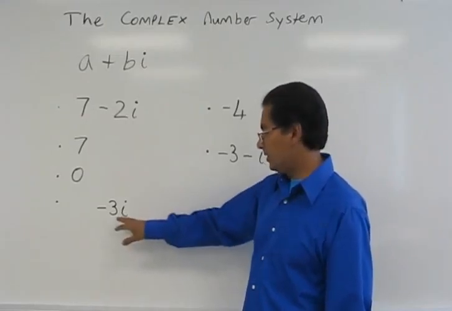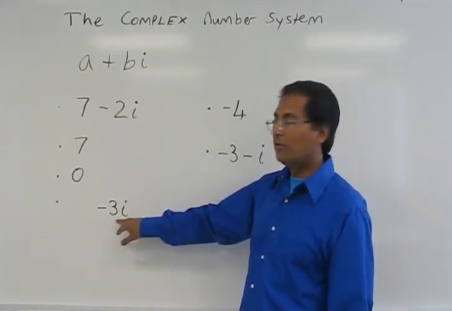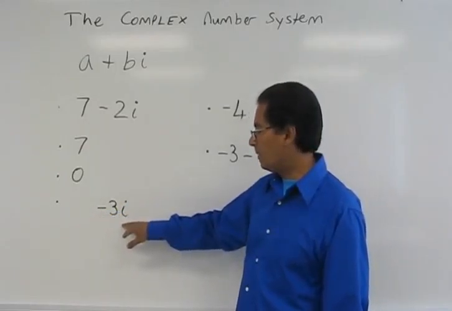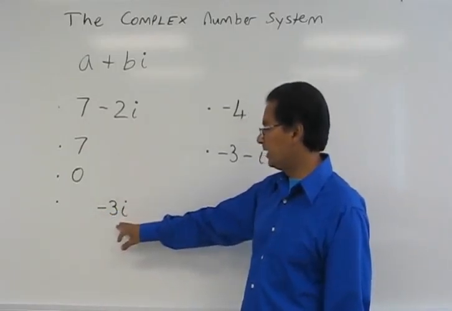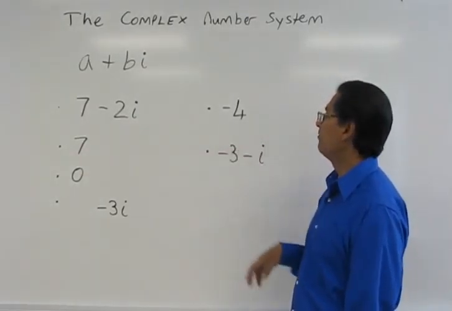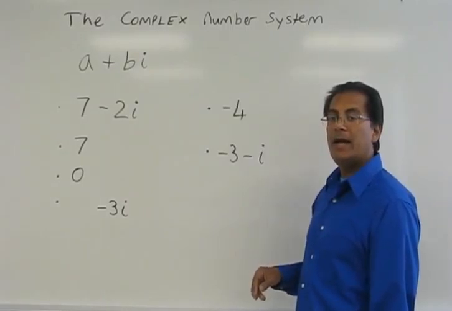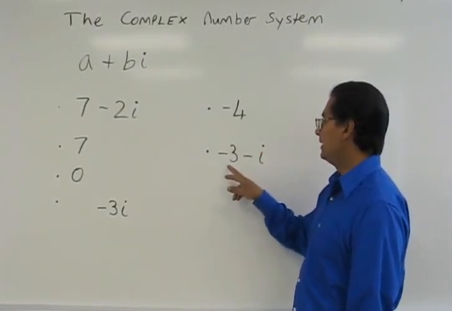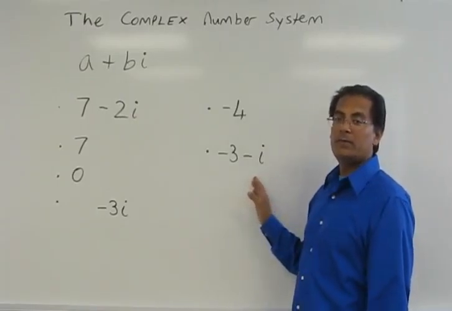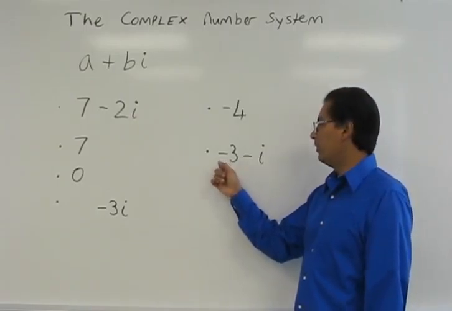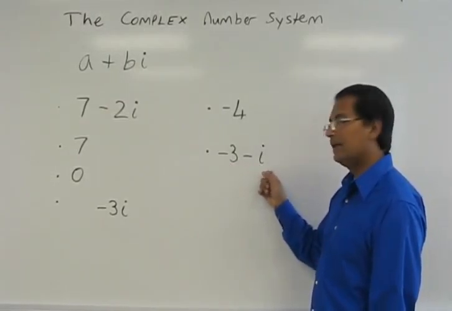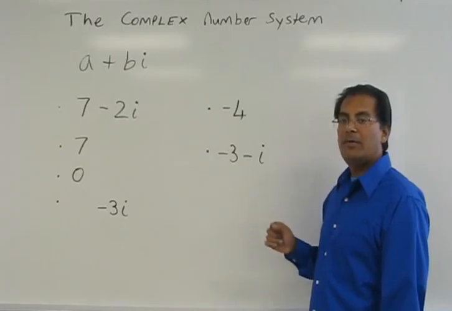-3i is a complex number, not a real number, because there is only an imaginary part here, there's no real part, and the imaginary part puts it out of the real number system. So -3i is a complex number but not real. -4 is a real number and a complex number. -3 minus i is a complex number but not a real number, although it has both parts. It has the real part, which is -3, and -1i, or -i, is the imaginary part.